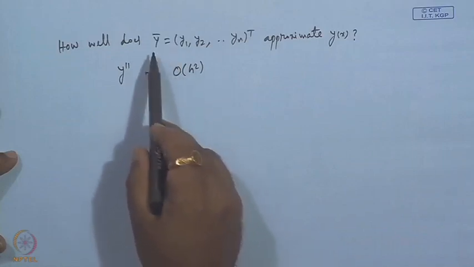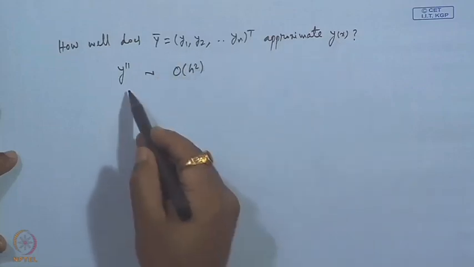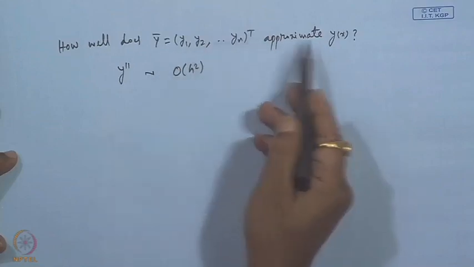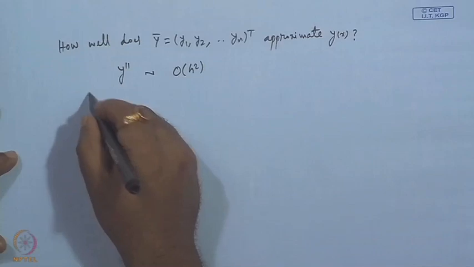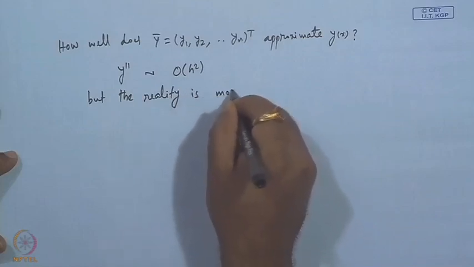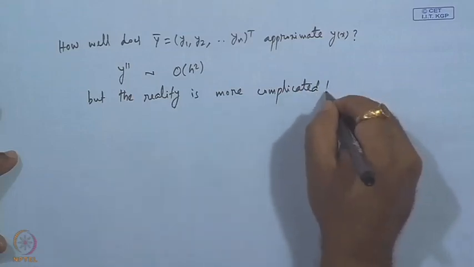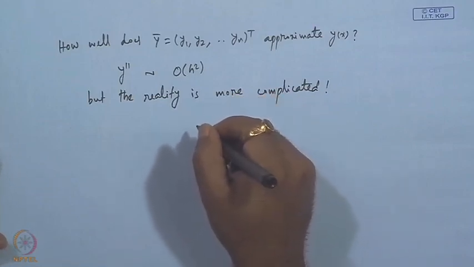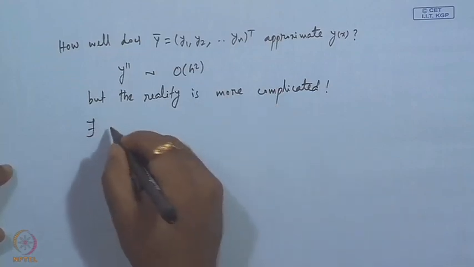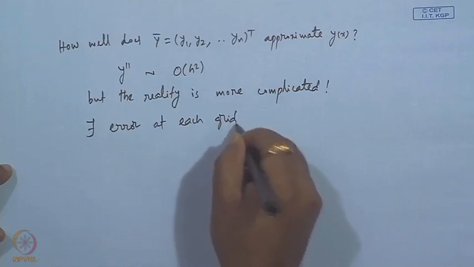Now, the question to be asked, how well does this solution approximate the true solution? Then immediate answer is, well, we have approximated y double prime by order h square approximation. Therefore, the corresponding approximation is this, but the reality is more complicated. The answer may be true, but the reality is complicated, okay, because there exists error at each grid point.